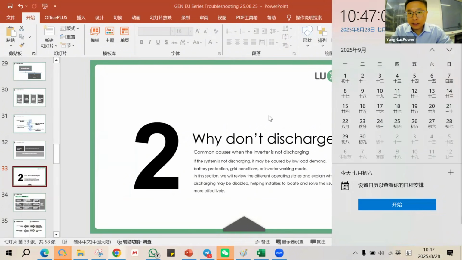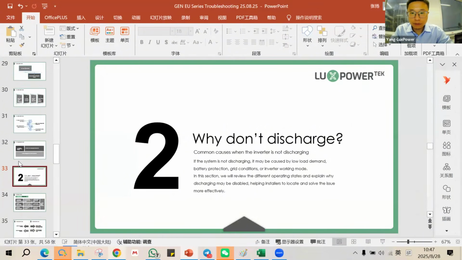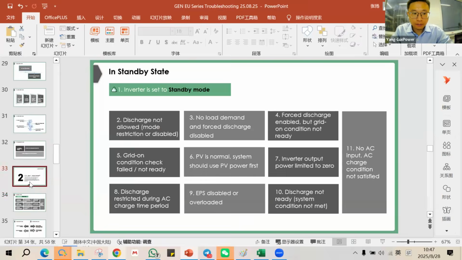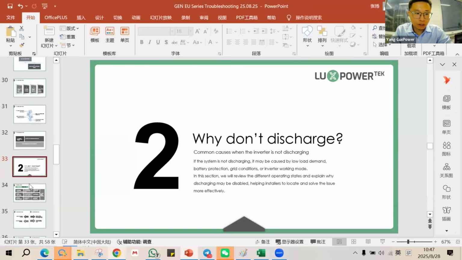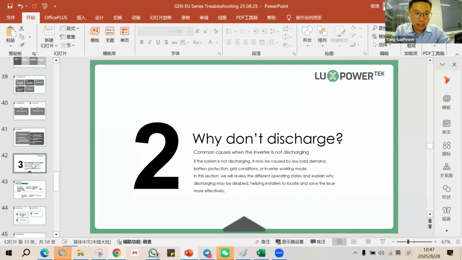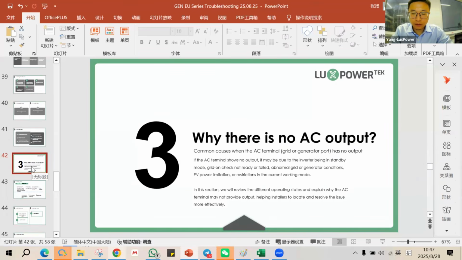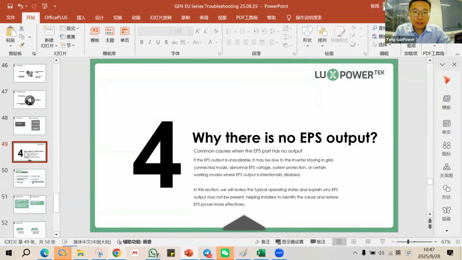like at the 11th. And then we will explain what's going on with the discharge. So why the battery doesn't discharge. And also we will talk about why there's no AC. So it can be discharged, but the AC output is gone. There's no AC output. And also discuss why there's no EPS.